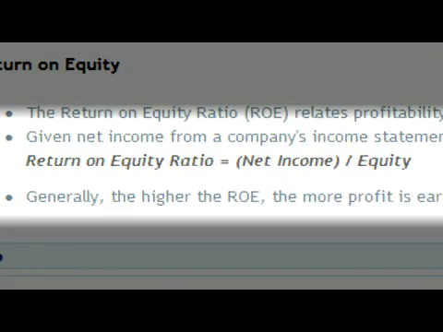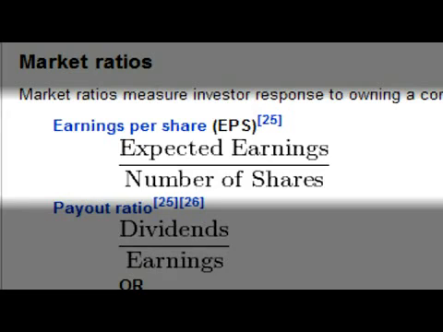The fourth type of ratios are investment valuation ratios, and these are designed specifically to help investors understand exactly how well the company is performing and how likely they are to get a specific return on their investment. The first is the price-earnings ratio, and this is calculated by taking the stock price per share, dividing it by the earnings per share.